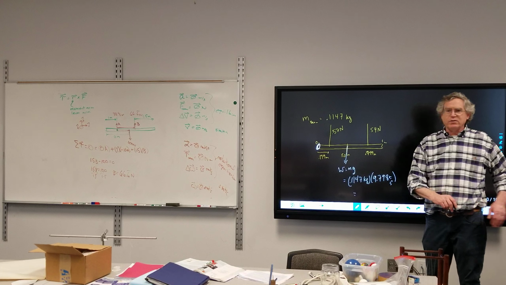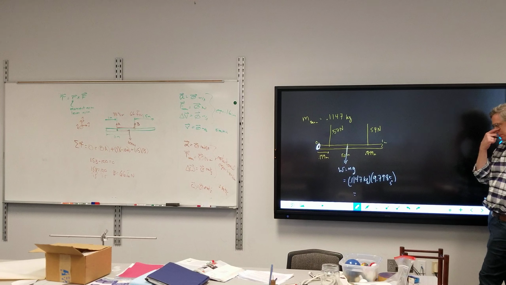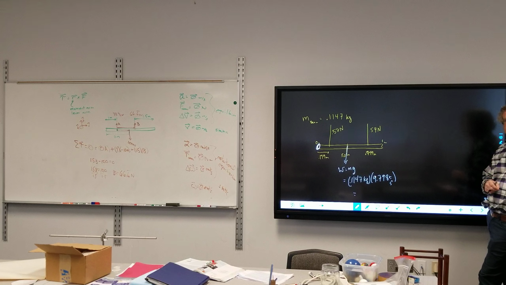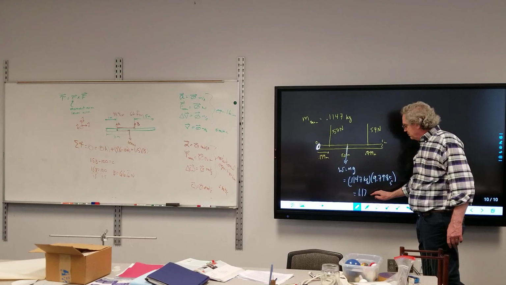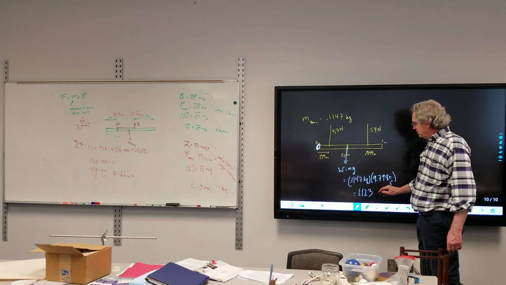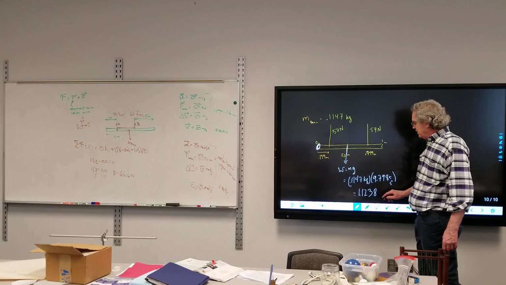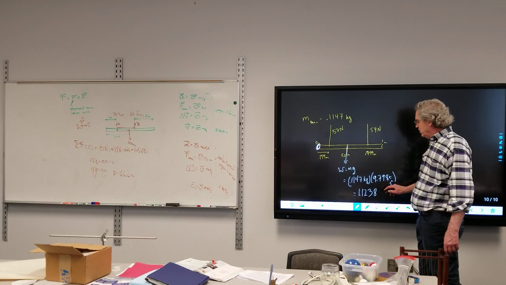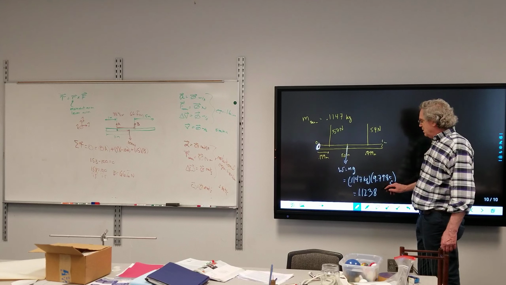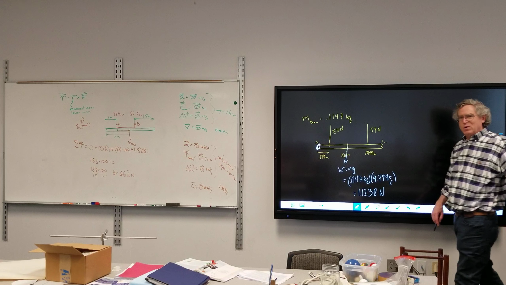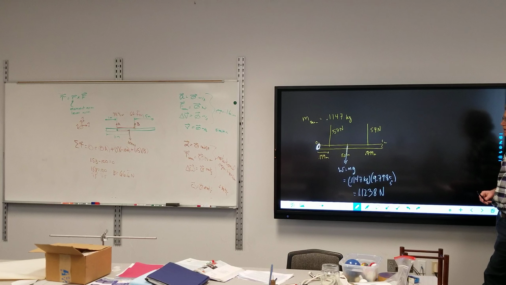And what do we get as the weight of the meter stick? 1.1238. Trying to round to 4. Units: kilogram meters per second squared. Newtons.